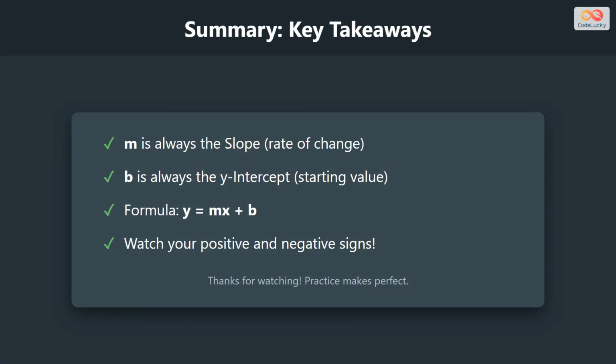To wrap up, remember these key points. m is always your slope, and b is always your y-intercept. The formula is y = mx + b. Just pay close attention to your positive and negative signs when substituting the numbers.